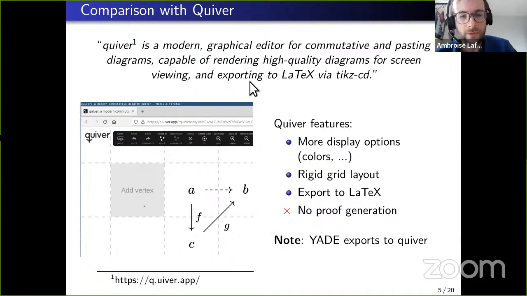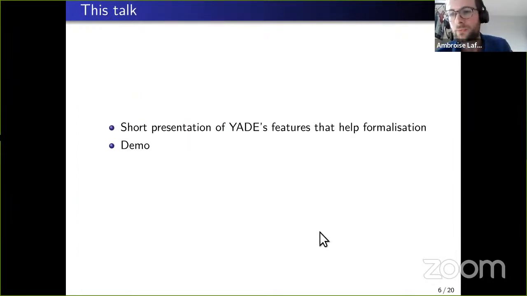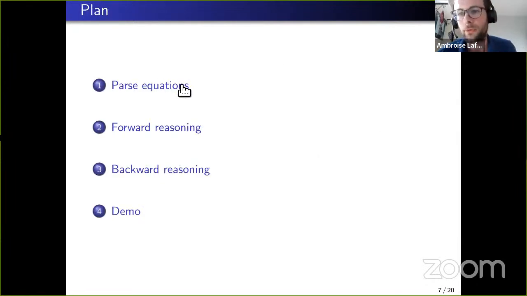Okay. So the main purpose of YAD is to generate some proofs. So what I'm going to present now is some of the features that I have implemented that help me formalizing commutation proofs, and then I will do a short demo. I will first explain the format which I use to load equations from Coq into the editor, and I will explain the support for forward reasoning and backward reasoning. So I will explain what I mean by these terms, and then I will end with a demo.